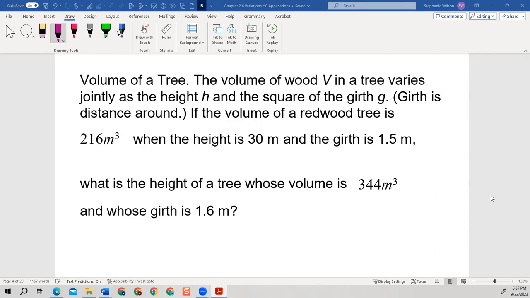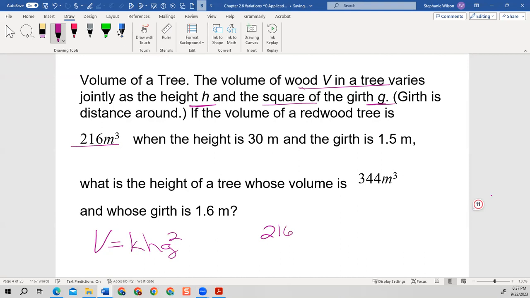So let's go ahead and write everything out. We got the volume V, right? So I got volume V, and it's going to be times the constant. It's going to be times the height and the girth, right? And it said the girth was squared. So now let's plug in what we know for everything. It said that we had a volume of 216 meters cubed and that is equal to k times the height, 30 meters, and then the girth was 1.5. And we're going to square it.